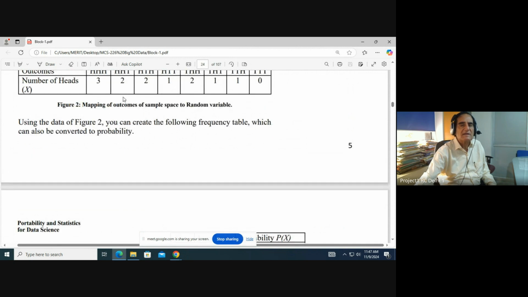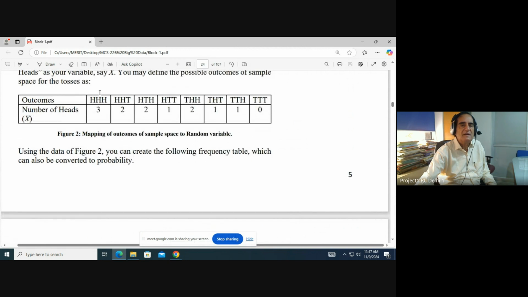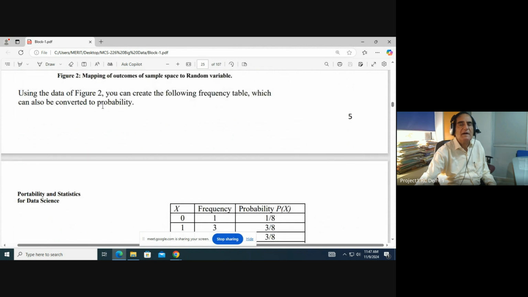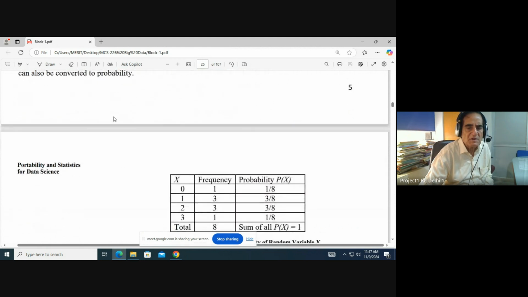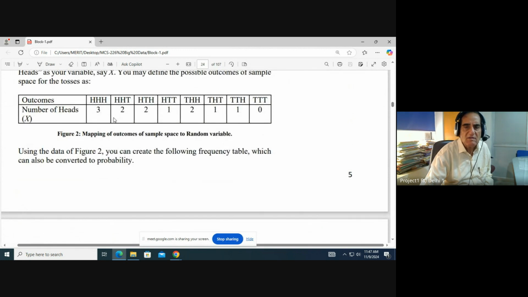This is x is 0, frequency is 1, 1 by 8. Using the data you can create the following frequency table, which can also be converted to probability. Frequency is 1, 2, 3, 4, 5, 6, 7, 8.